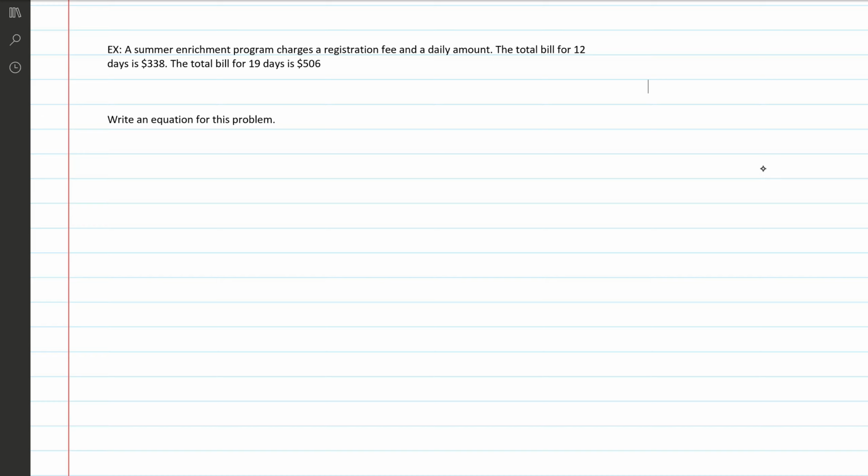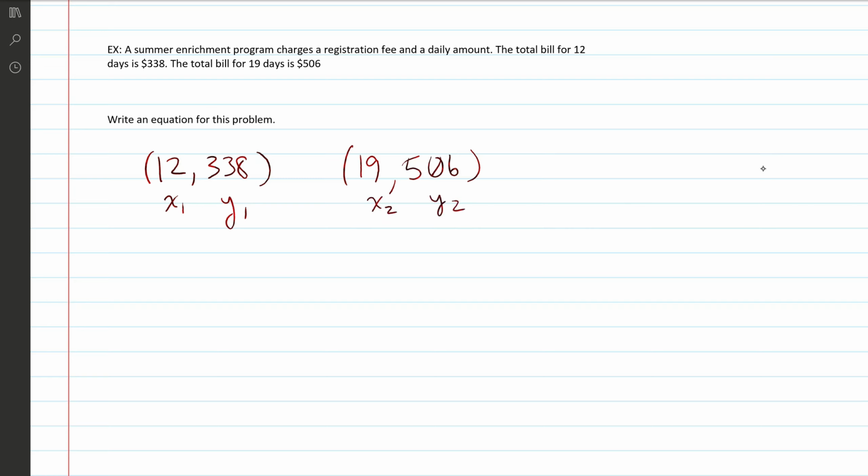Our first step is to go ahead and find the slope. Before we even do that, we have to actually initialize the 2 ordered pairs. I would look at it and it's telling us that 12 days is 338. So I'll say 12 comma 338 is the first ordered pair. And then 19 days is $506. So that'll be the second ordered pair. This is the first ordered pair they give us, so these will be the x sub 1 and y sub 1. This is the second ordered pair, so that's x sub 2 and y sub 2.